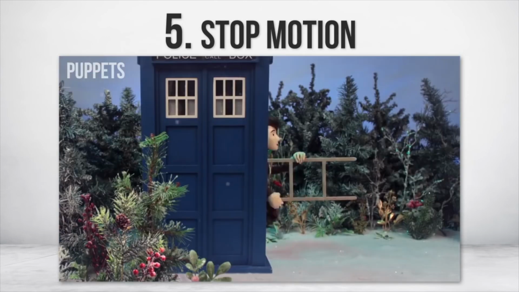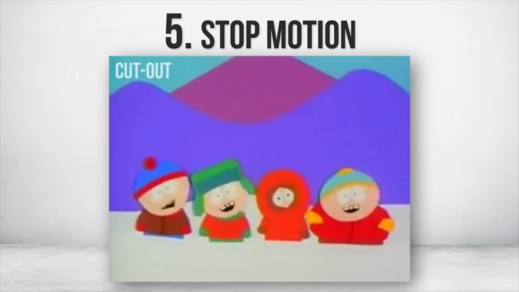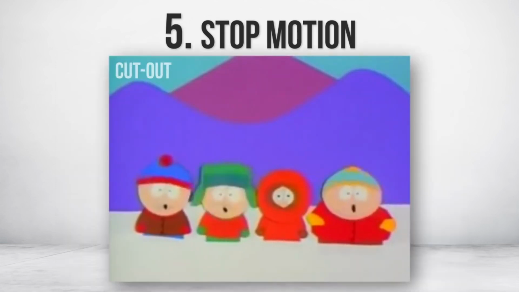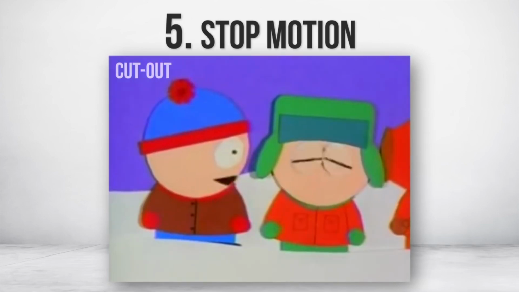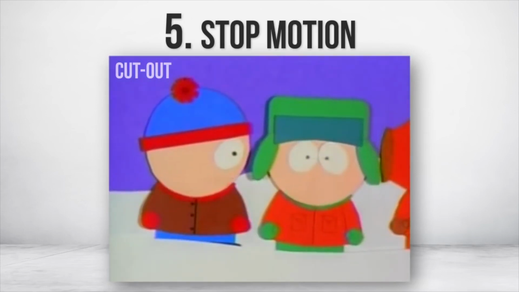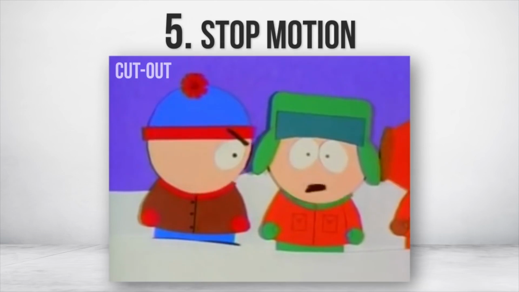Another popular form of stop motion is cutout, using construction paper or cardboard characters and placing them on paper while shooting the animation from above. That's how South Park was originally made before they switched to computers.